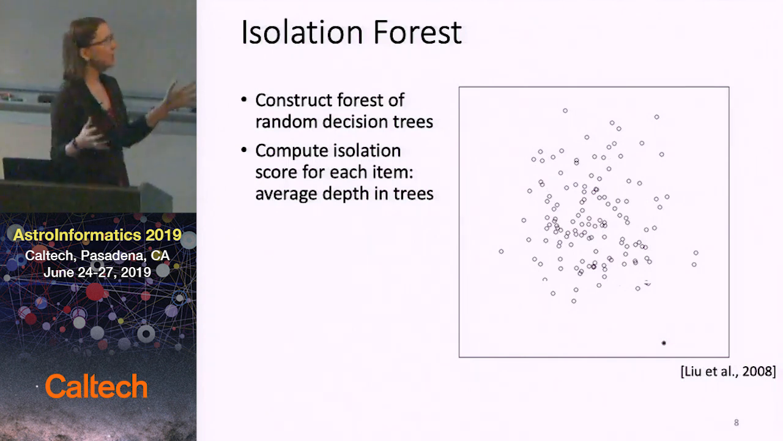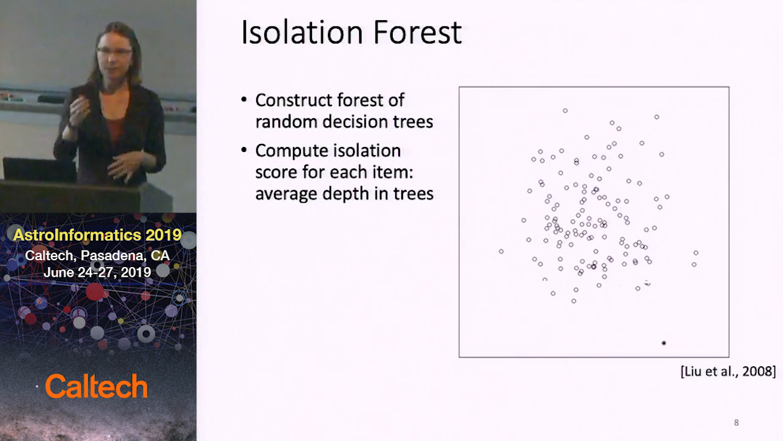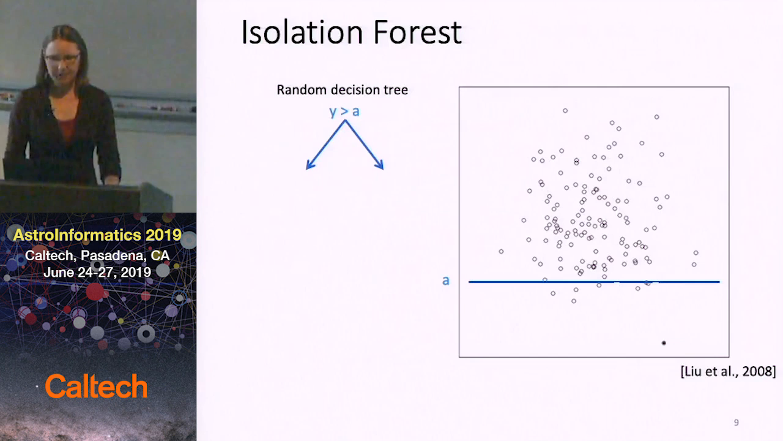And then once you have this collection of, let's say, 100 random decision trees, you use them to compute an isolation score for every item, which is the average depth that that item appears in the tree. So here's how that works. Let's think about one random decision tree.